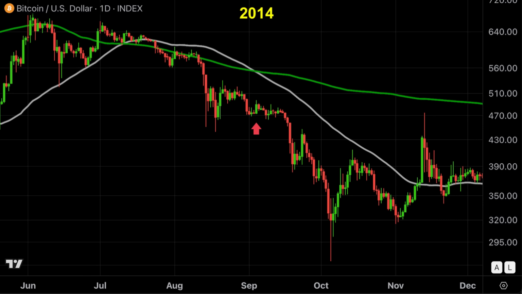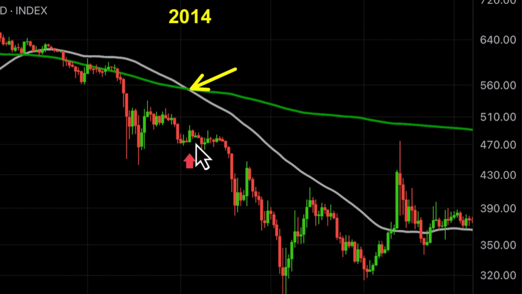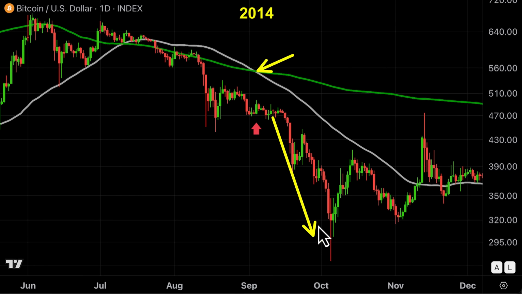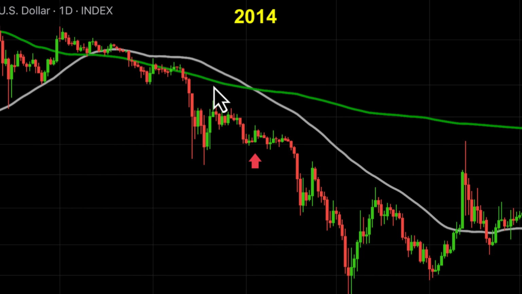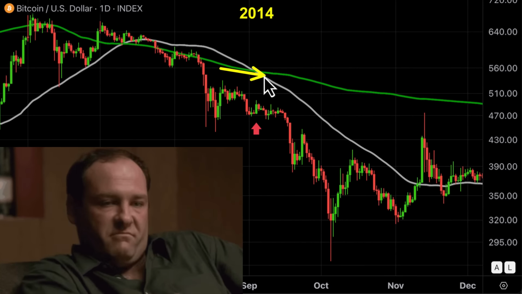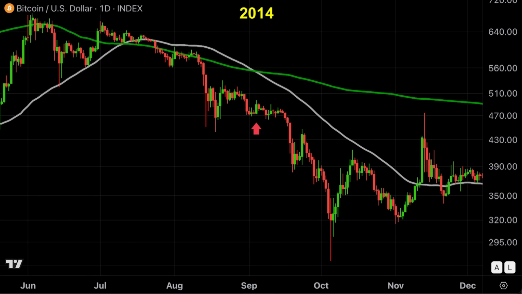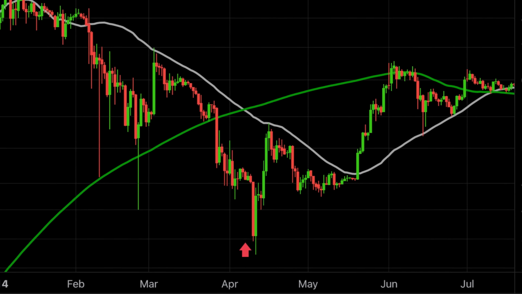Now, in the year 2014, you will see after the death cross signal occurred, the price of Bitcoin went sideways for a while, but then it did have a negative reaction and then dropped significantly lower. However, you will see that in that year, the slope of the 200 moving average was downwards. So we were already in a bear market at that point when this death cross signal occurred. So that was a bit of a warning sign. This is also in the year 2014. So look at this. This is another example from the same year, 2014.